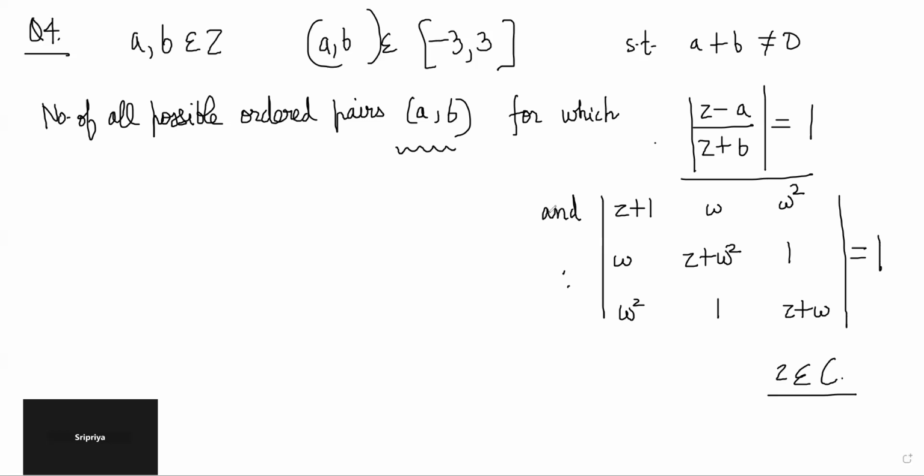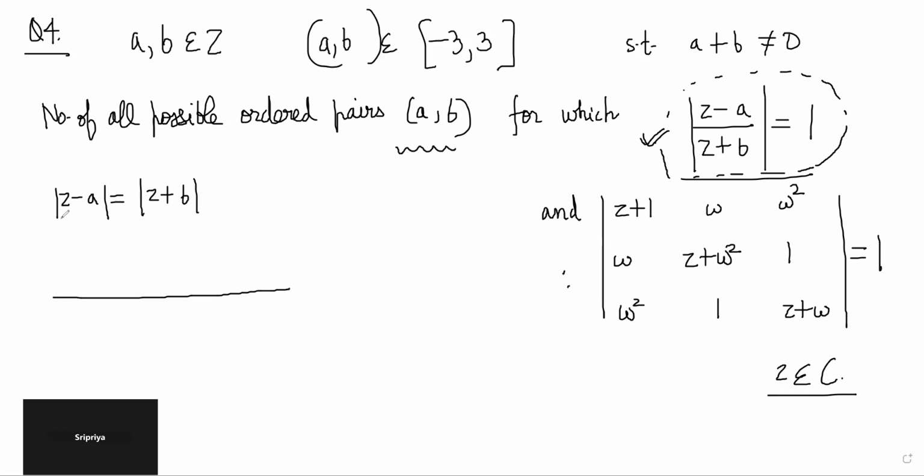So for the possible values that belong to complex numbers, if you try to solve the determinant, you will get a condition on z, and from here also you will get a condition on z. What we can say from here is first of all, mod of z minus a is equal to mod of z plus b. So what that means on the number line, z should be on the perpendicular bisector of which points? Of a and minus b.